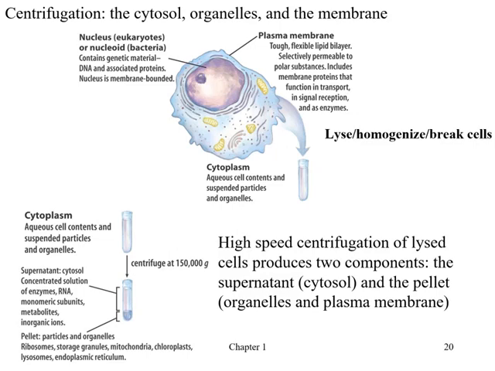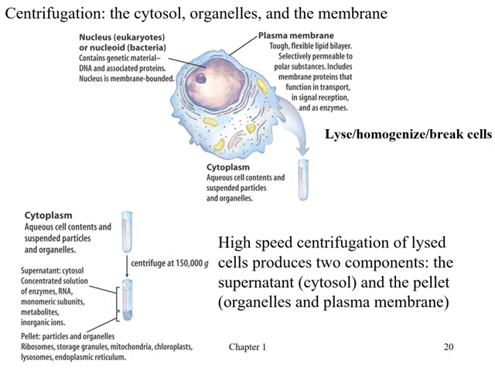The cytosol, organelles, and the membrane. Breaking the cells requires breaking the membranes that surround the cell. Remember that membranes are not water-soluble, so you need to separate them from the water-soluble components of the cell. Organelles are also released when eukaryotic cells are broken. The easiest way to separate the membranes and organelles from the water-soluble components is centrifugation.